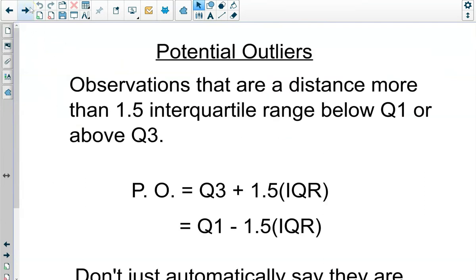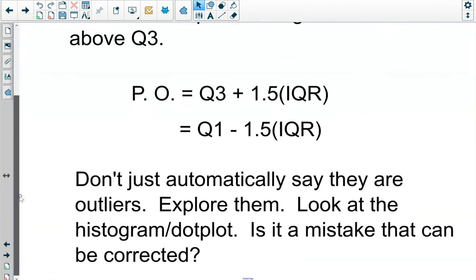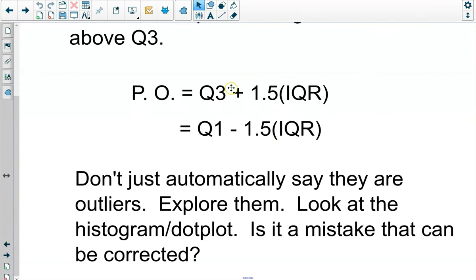So let's talk about those potential outliers and highlight some of the stuff that I just talked about. Potential outliers, here's the definition for them. Observations that are a distance more than 1.5 interquartile range below quartile 1 or above quartile 3. So in other words, here is the formula. Take quartile 3 and add 1.5 times the interquartile range. Take quartile 1 and subtract 1.5 times the interquartile range. And these will give you your cutoff marks.